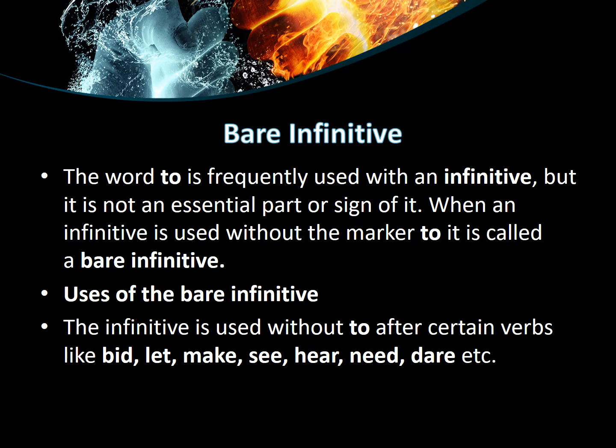The word to is frequently used with an infinitive, as I have told you many times in class that we always add to along with the infinitive when we are using the full infinitive form. But it is not an essential part or sign of it. When an infinitive is used without the marker to, it is called a bare infinitive. Sometimes we never use to with our infinitive, and we just use the first form of the verb. So in this case we call this a bare infinitive.